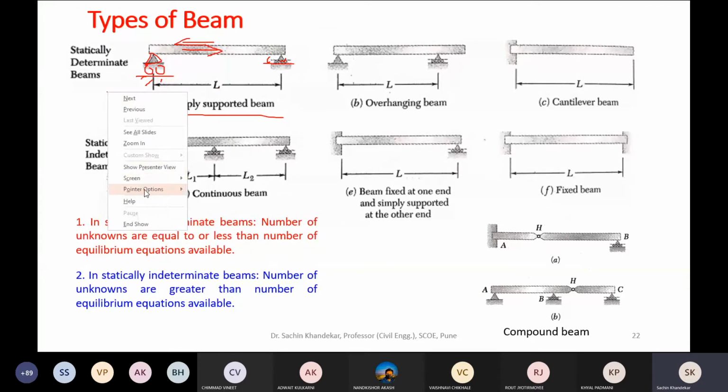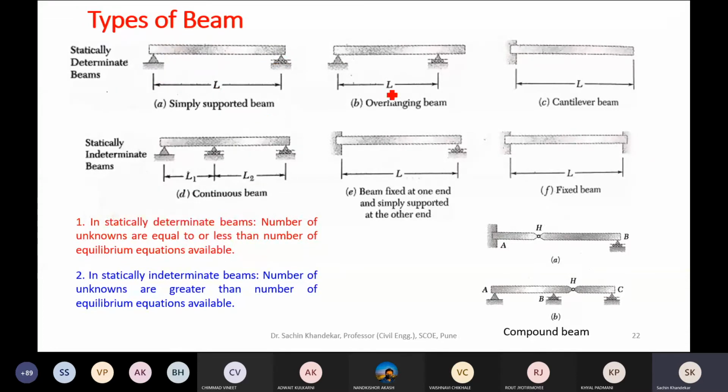Fine. I hope you have understood this discussion, right? Then the other type is an overhanging beam. Overhanging beam means what? Again in case of an overhanging beam, one end is a hinge and the other one is a roller, but some part of the beam is an overhanging one. That is why it is called an overhanging beam.